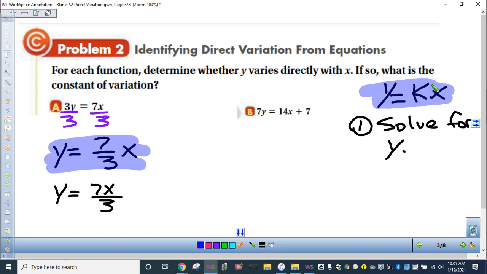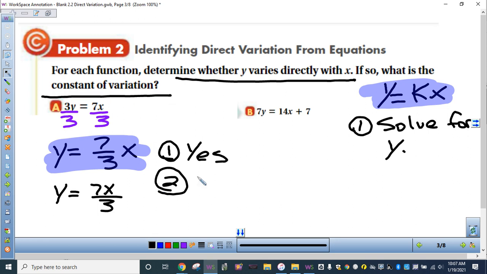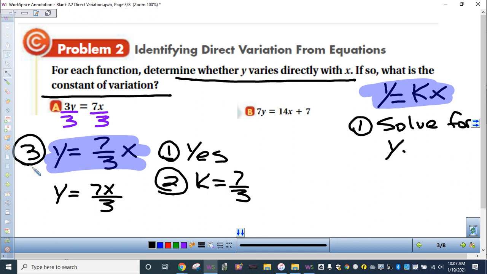So, it again asks us those same questions. Determine whether y varies directly with x. So that first question would be a yes. Second question, what is the constant of variation? That is just k equals 7 over 3. Right, because we already did the third piece where we're writing the equation. We did that when we solved for y.